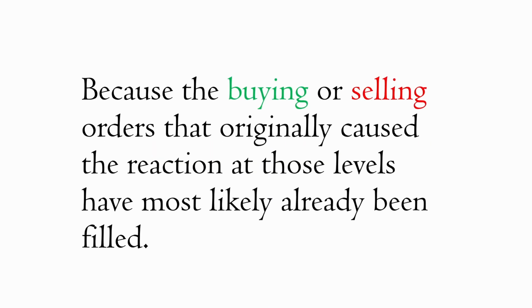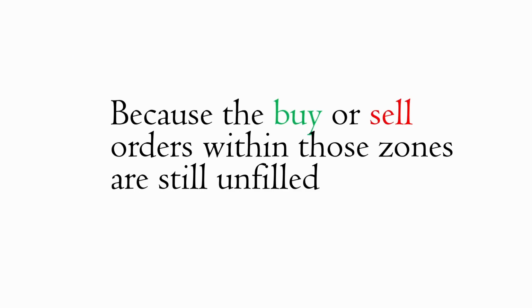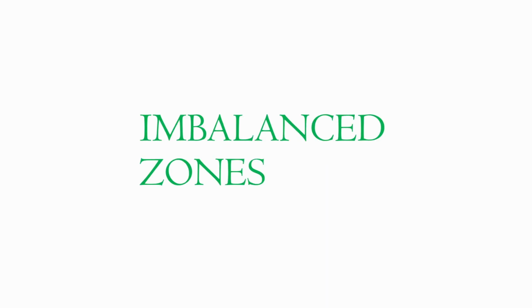Why? Because the buying or selling orders that originally caused the reaction at those levels have most likely already been filled. In simple terms, the liquidity at that zone has already been consumed, reducing the probability of a strong reaction if price returns again. It's the areas with inefficiencies or imbalances that are more likely to be filled and therefore more likely to produce strong reactions, because the buy or sell orders within those zones are still unfilled. So the first key tip when selecting zones is to focus on imbalanced zones.